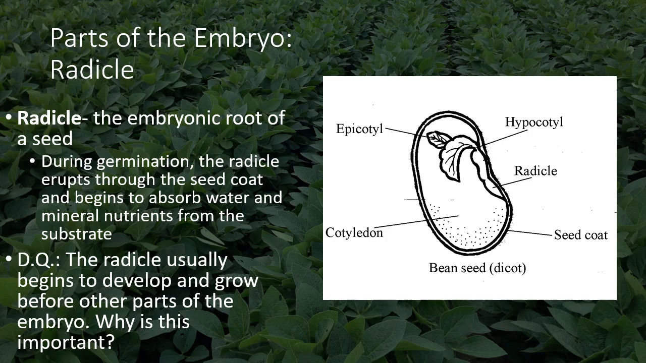The radicle is notable because it's almost always the very first part that begins to develop and grow, usually before all other parts of the embryo. Why might it be important that the radicle erupt from the seed coat and begin to absorb water and mineral nutrients before the other parts of the seed develop? I'm going to give you a second to think about that, and then we'll discuss it.